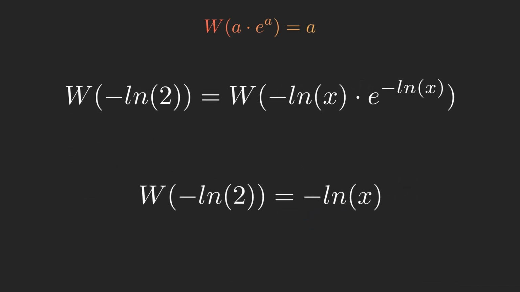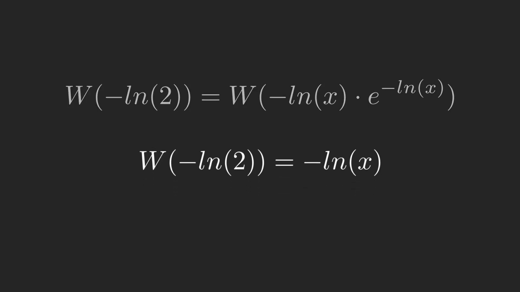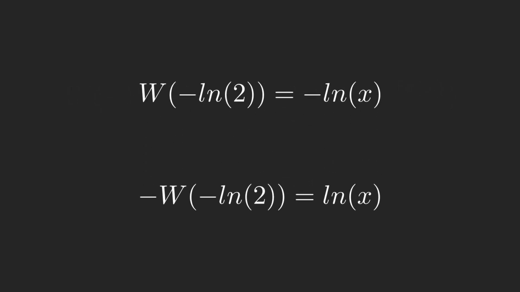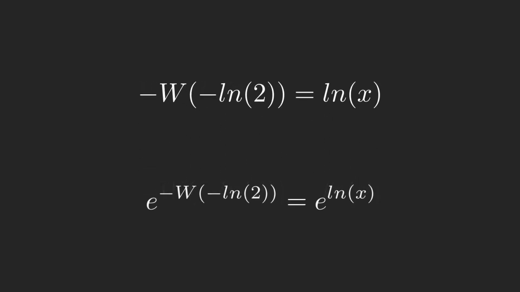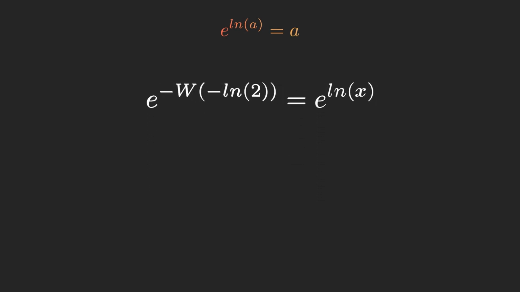The left side still looks ugly with the Lambert W function, but you need to remember that it is just a function that spits out a constant. Both sides are now multiplied with -1. To isolate x, we take e to the power of each side. By doing this, we notice that e to the power of ln of x is equal to x.